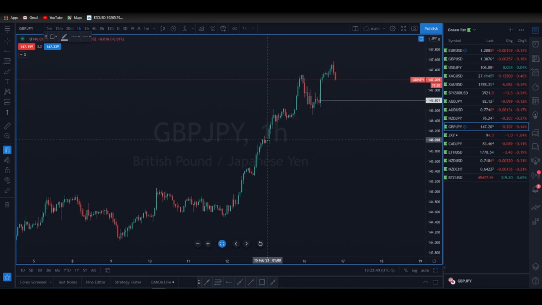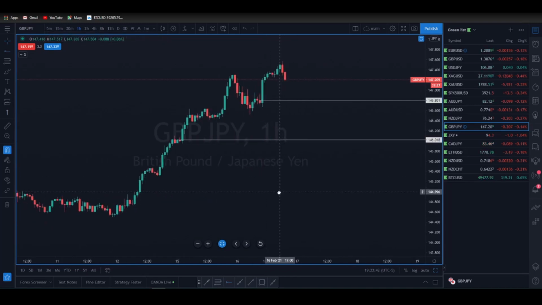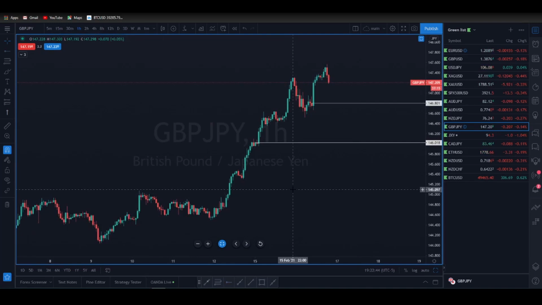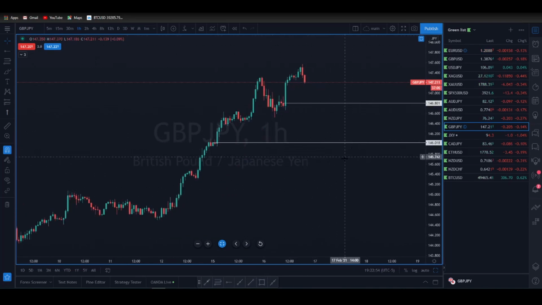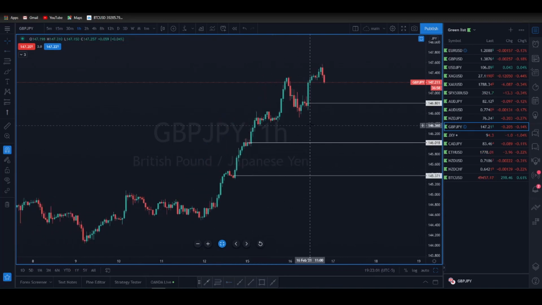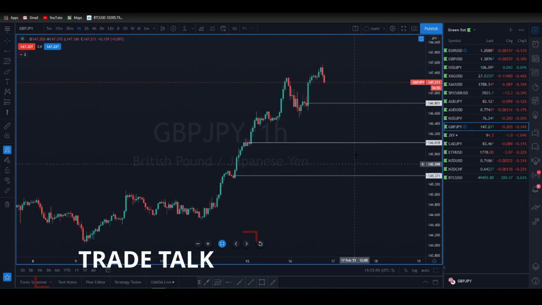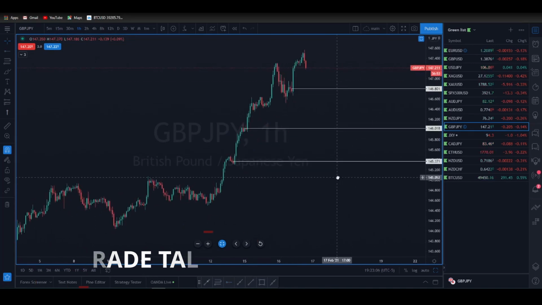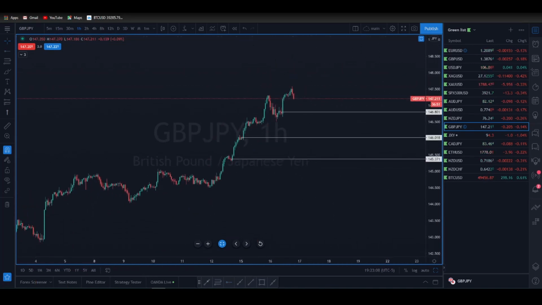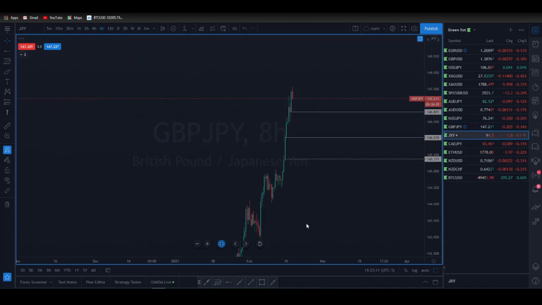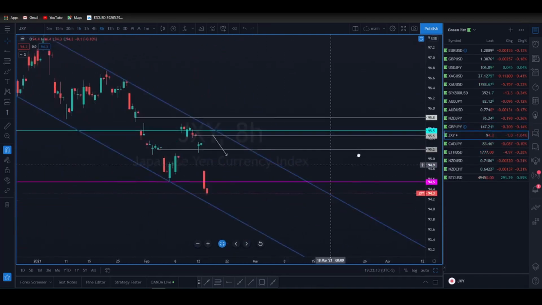So my first area that I'm going to be looking for before I look to get long is 146.018, which is simply this level here. I want to see price pull into that and then hold that area as support. If that area does not hold, I will be looking for this area to hold at 145.371. So one of these two areas, I'm going to be looking for a hold, and then I will look to re-enter this position long. Now we're going to move to the JXY, which is simply the Japanese yen index.